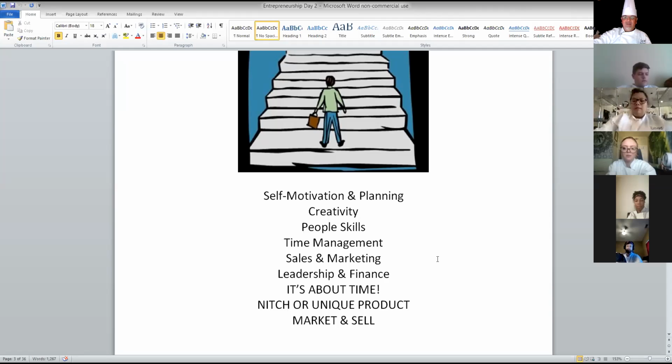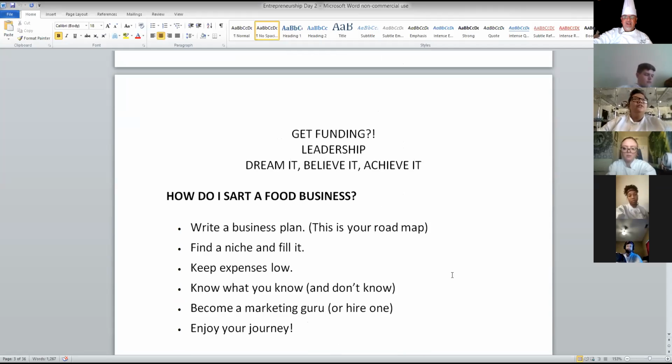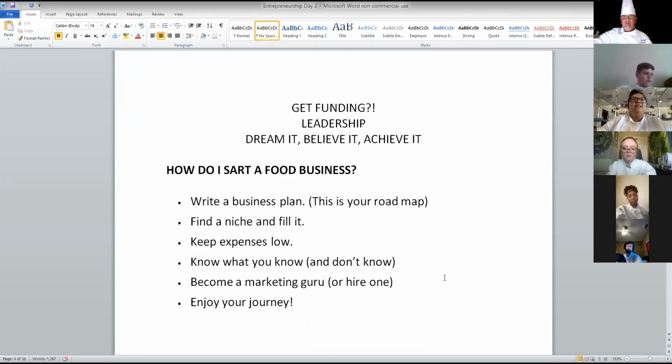Labor is a huge chunk of your profits. Leadership and finance. Hence why I showed you guys the P&L statement, the food cost percentage, the labor percentage. If you don't keep track of your numbers in finance, you're going to be out of a job. You're going to run it into the ground. It's about time. Niche or unique product, market and sell, right? What about getting funding? Leadership: dream it, believe it, and achieve it.